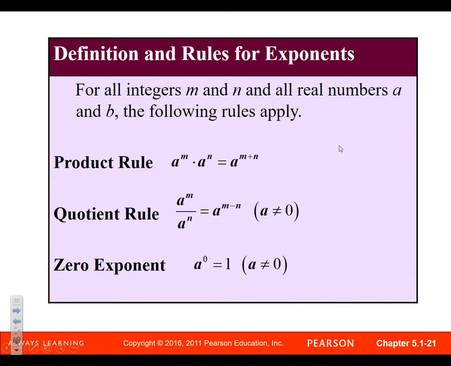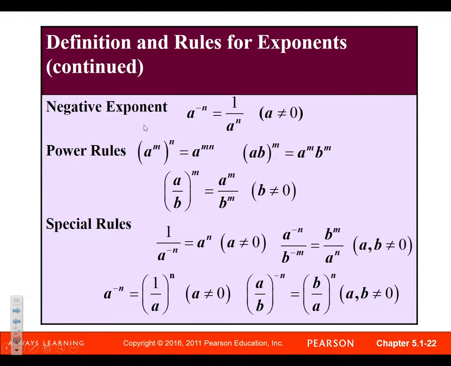Okay, cool. So here's the product rule. We already talked about that. We already talked about the quotient rule. We already talked about the zero exponent rule. Anybody still need to write those down? Moving on. This one's called the negative exponent. These are just the names. Here are the power rules. This is called the power of a power. This is the power of a product. And this is the power of a quotient.